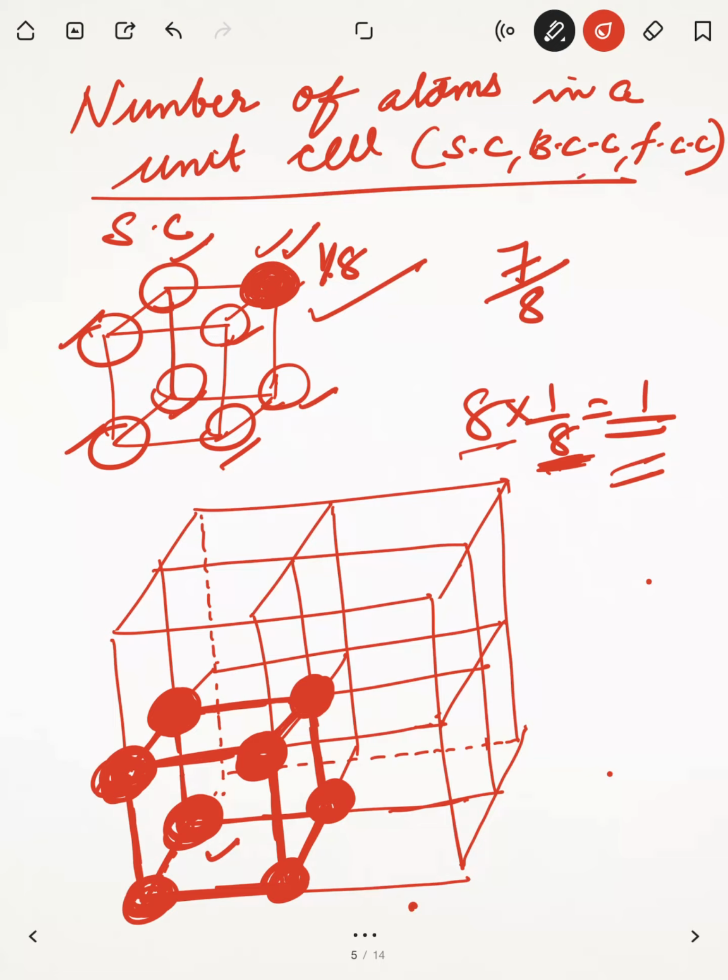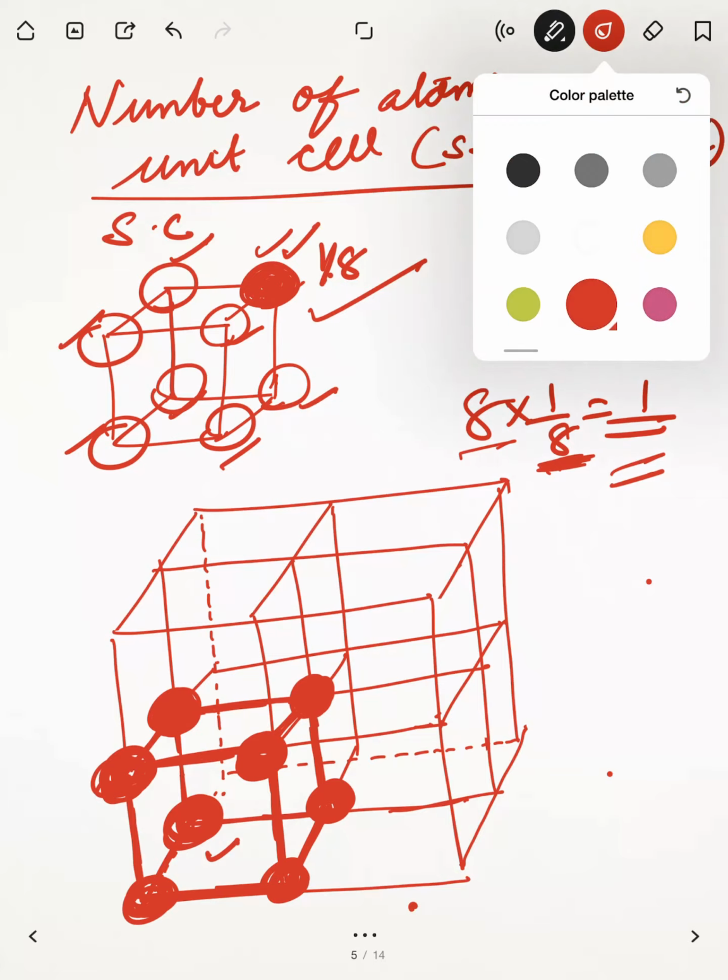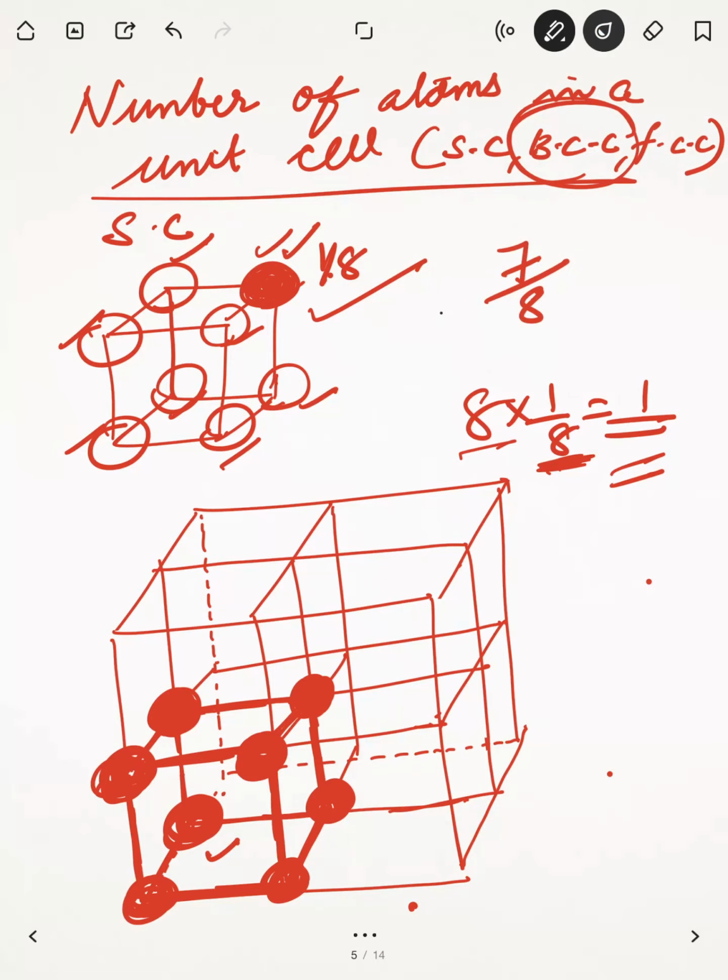What about BCC, body centered cube? Now, in addition to these 8 corner atoms, there is one atom at the interior center. I am changing the color, but it should be the same atom only. To make you understand, I am changing the color. Otherwise, I would have shown with the red only. At the interior center, right at the center, there is one atom.